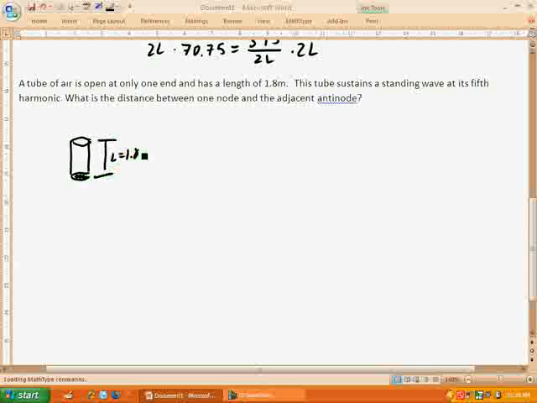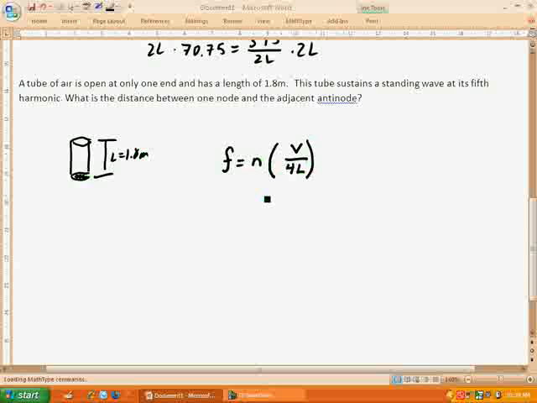The tube sustains a standing wave at its fifth harmonic. What's the distance between one node and the adjacent antinode? Well, first let's find the wavelength and the frequency. We know again that the frequency is going to be equal to the harmonic times the velocity divided by 4 times the length, right? This is the equation for the closed end, divided by 4L because we're looking at the quarter wavelengths.